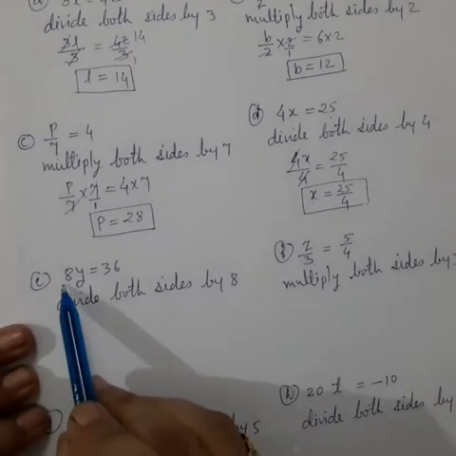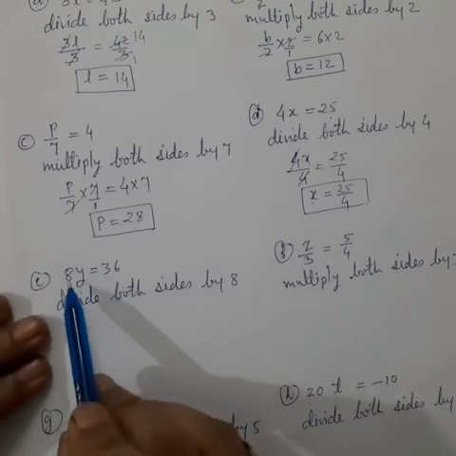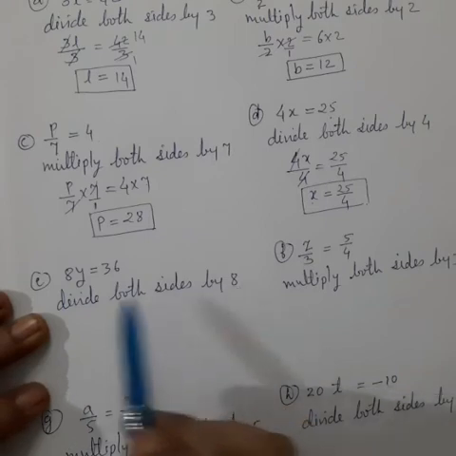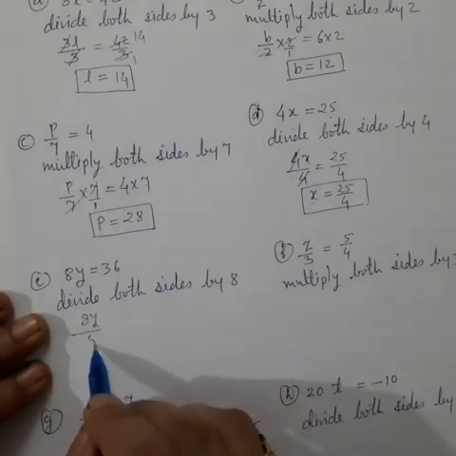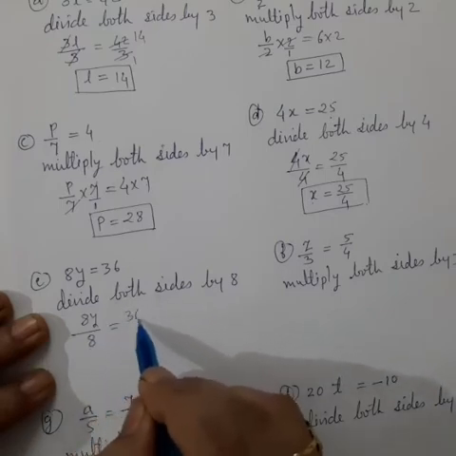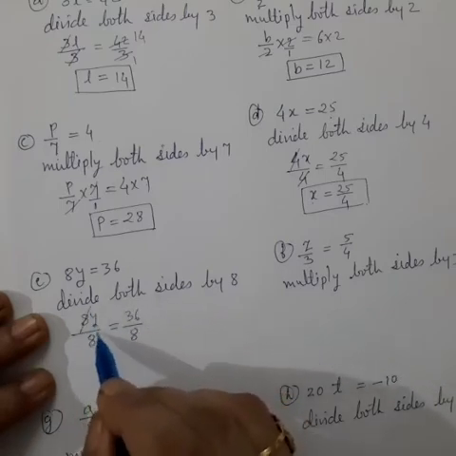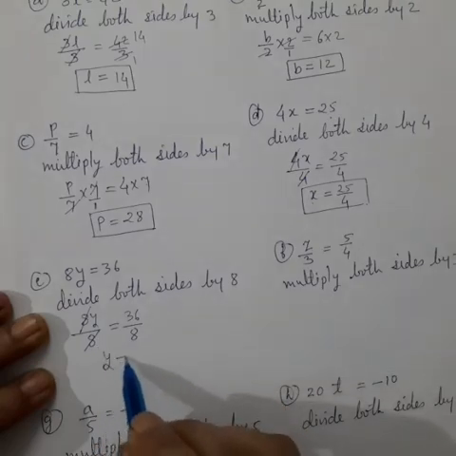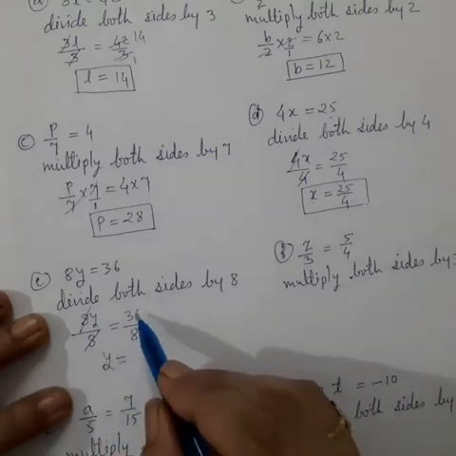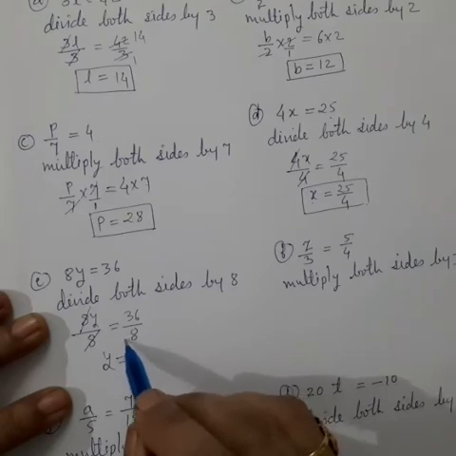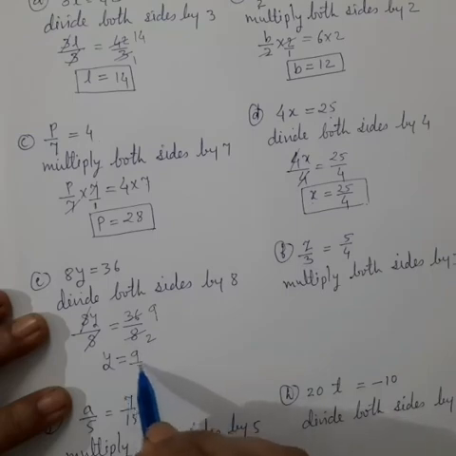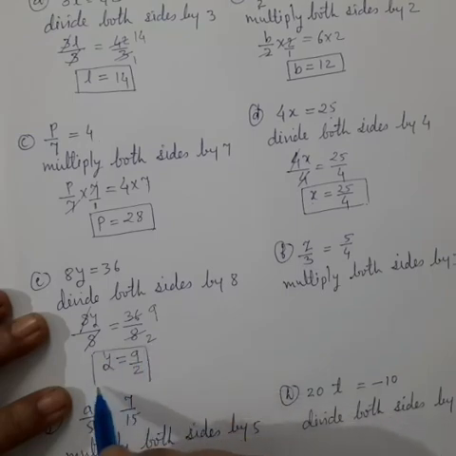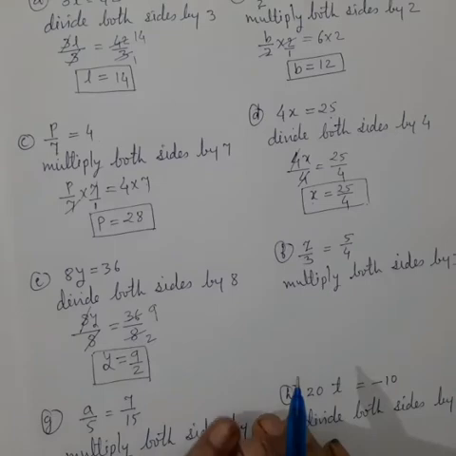Coming to e. 8y equal to 36. Now this 8 is in multiplication. So to cancel it, we have to divide by 8. So divide both sides by 8. 8y divided by 8 equal to, right hand side is 36 by 8. This 8 will be cancelled. Only y on left hand side. And this 36 and 8 we can divide by 4. 4 2s are 8, 4 9s are 36. So right hand side is coming 9 by 2. So y equal to 9 by 2 is our solution.